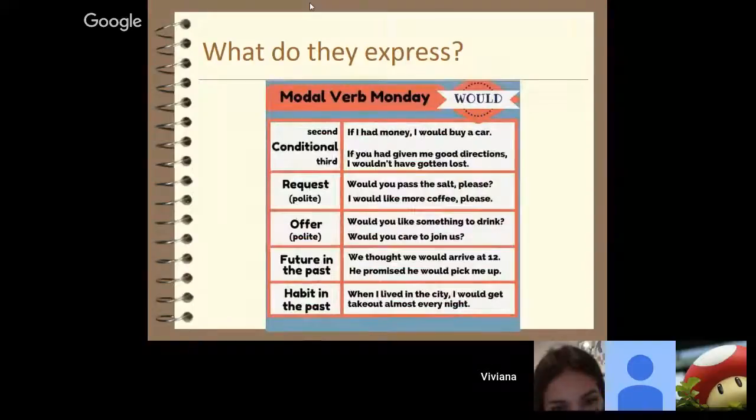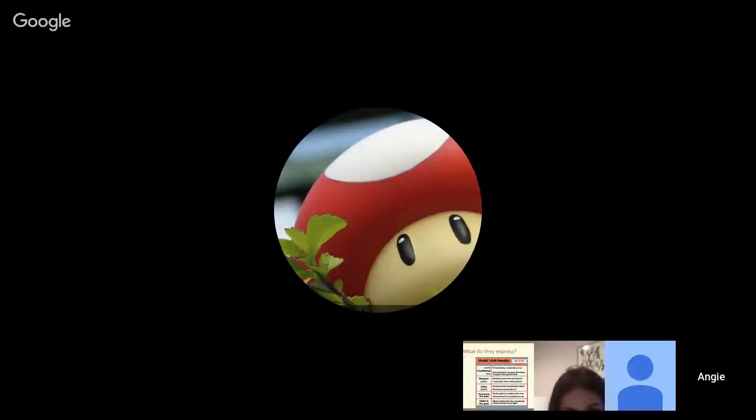Now we have the verb would. The verb would. Angie, can you help us with this one, please? Yes, teacher. Modal verb would is conditional. If I had money, I would buy a car.